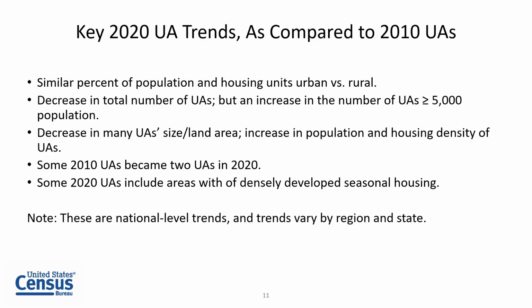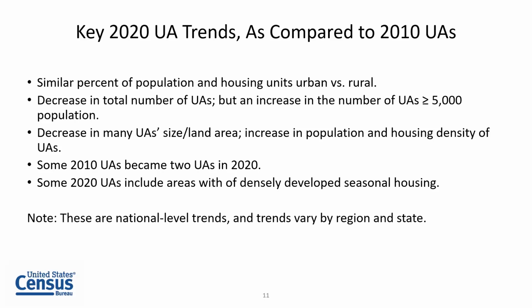So at a national level, some of the key trends that we saw for the 2020 urban areas as compared to the 2010 urban areas were that a similar percent of population and housing units were urban versus rural between the two decades. There was a decrease in the total number of urban areas, but an increase in the number of urban areas with greater than or equal to 5,000 in population. There was a decrease in many urban areas' size and land area, but an increase in population and housing density of urban areas.